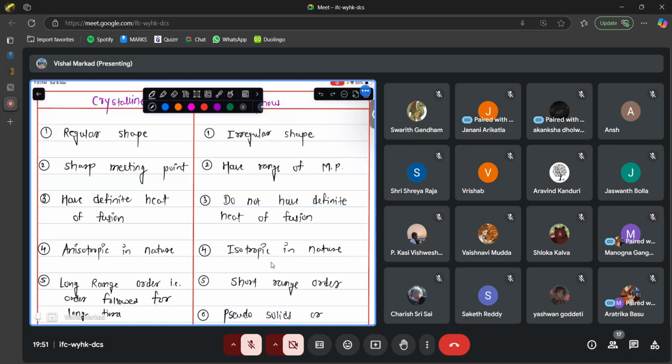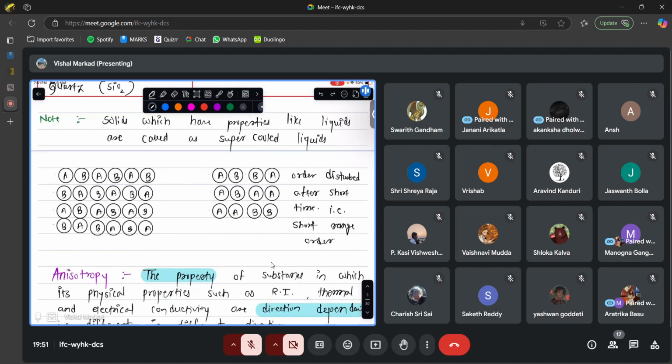Then next comes the arrangement. If you see the crystalline, the arrangement is proper, like A B continuous is there. So that is long range order. While the amorphous will have short range order. When we have crystalline, the continuous arrangement A B is there for a longer duration. But in amorphous, AB and again BA means the order pattern AB breaks here, BA comes. So it is not followed for a long duration. So amorphous has short range order.